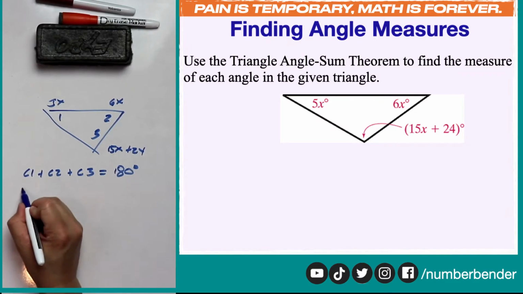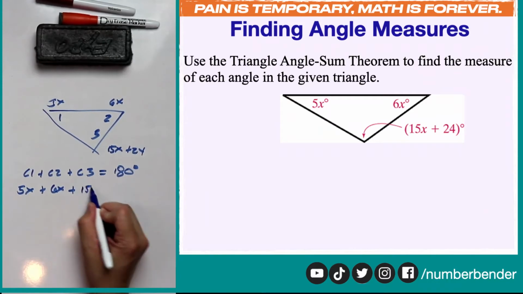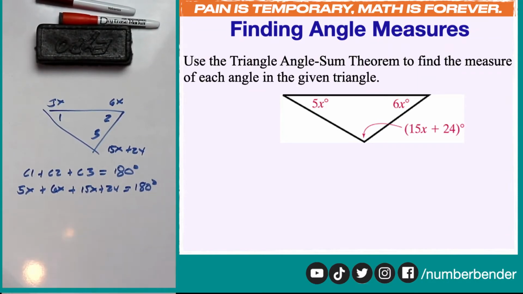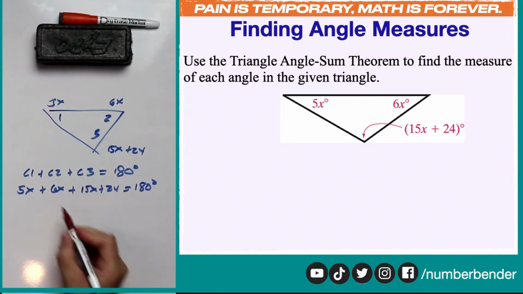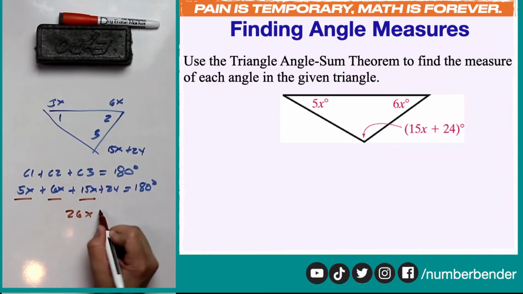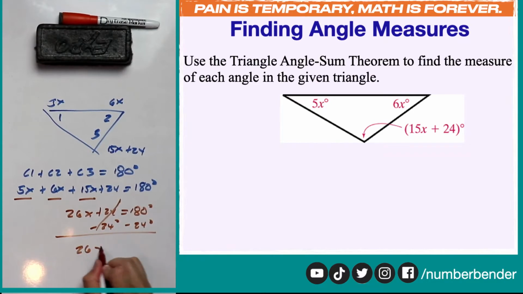And knowing that angle 1 is 5x, angle 2 is 6x, and angle 3 is 15x plus 24, we now have an algebraic equation that will help us solve for the value of x. To do that, we combine like terms, and all three together equal 26x plus 24 equals 180 degrees. Subtracting 24 from both sides, we have 26x equals 180 minus 24, which is 156. By dividing both sides by 26, x is now equal to 6.